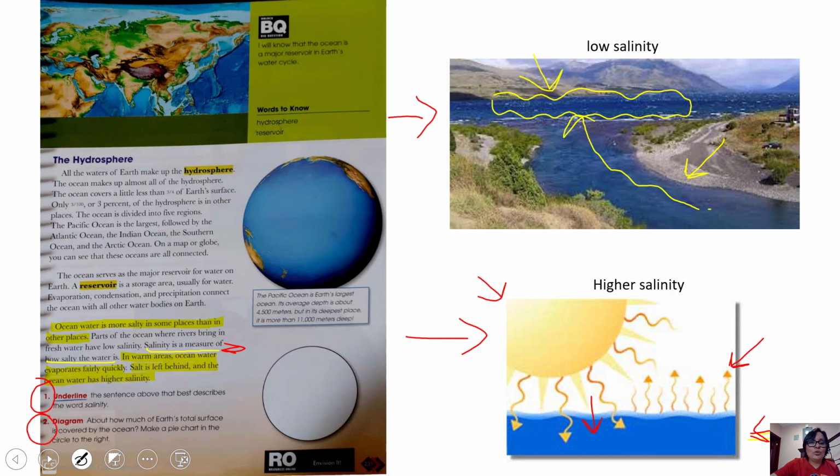Number 2, you have to do it. It says diagram or draw about how much of Earth's total surface is covered by the ocean. Here you have to do number 2, look. This one is the planet. And you have to divide the planet in 4 parts. Do you remember that I explained to you that if we divide the planet in 4 parts, how many of them are going to be water? So that is what you have to represent in this circle that is in there.